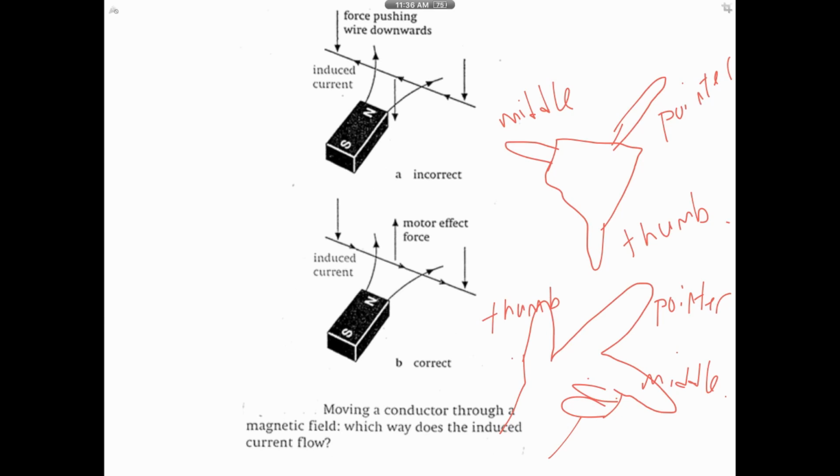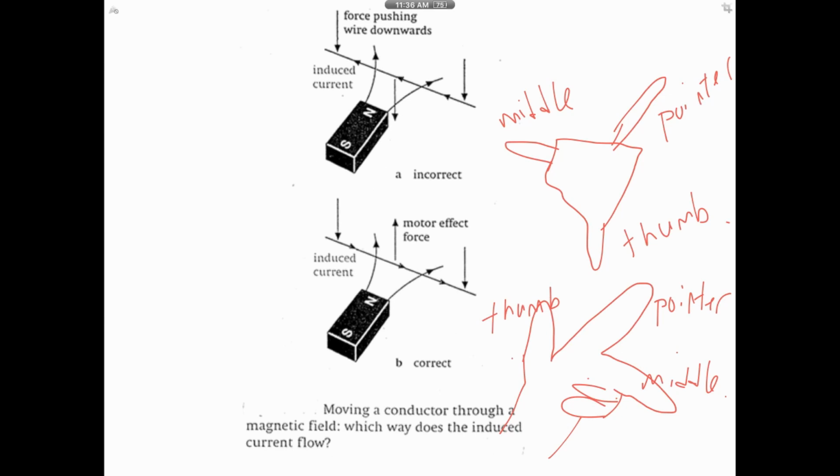Now the thumb is the biggest difference. In Fleming's left-hand rule, the thumb represents the electromagnetic force, but in Fleming's right-hand rule, it doesn't represent electromagnetic force. It represents the direction of motion of the conductor. So what do I mean by direction of motion of conductor?